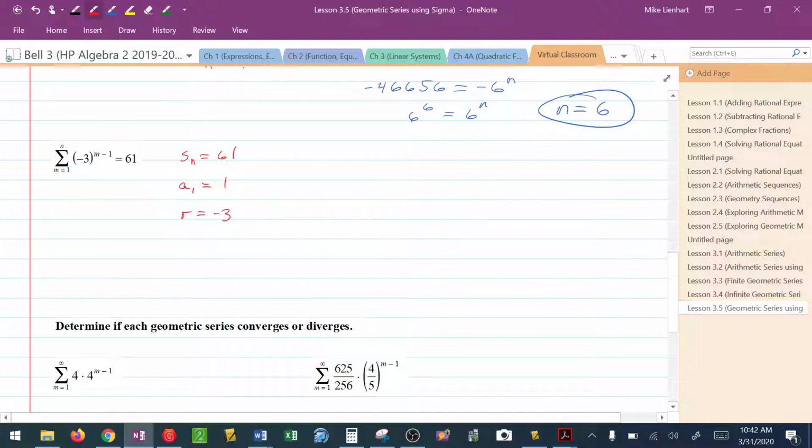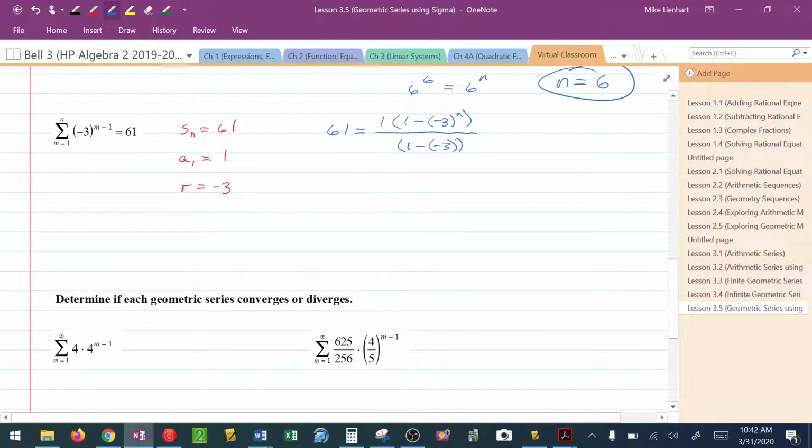Okay, so I'm going to take the equation. I have 61 is equal to A sub 1 times 1 minus R to the nth divided by 1 minus R. Let me clean this up a little bit. I have 61 is equal to 1 times 1 minus negative 3 to the nth over 4.